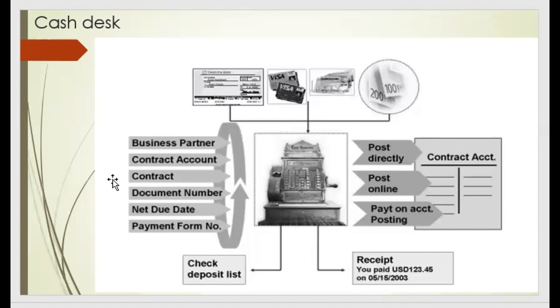The payment may happen by cash, by card, credit card, debit card, MasterCard, or by DDs, demand draft. Demand draft is almost equal to cash. So once you pay at the cash desk, they generate a receipt and give it to you. They check the deposit list, whether you are a valid person or not, and they generate a receipt and give it to you. Then the process starts against the contract account. They need to post directly, because if everything is clear, it will go directly.